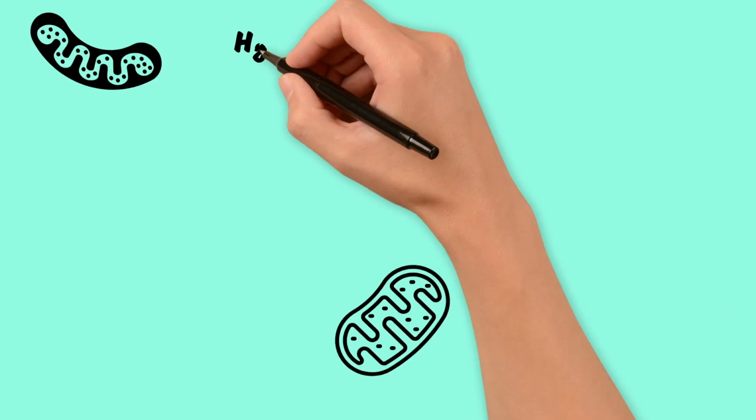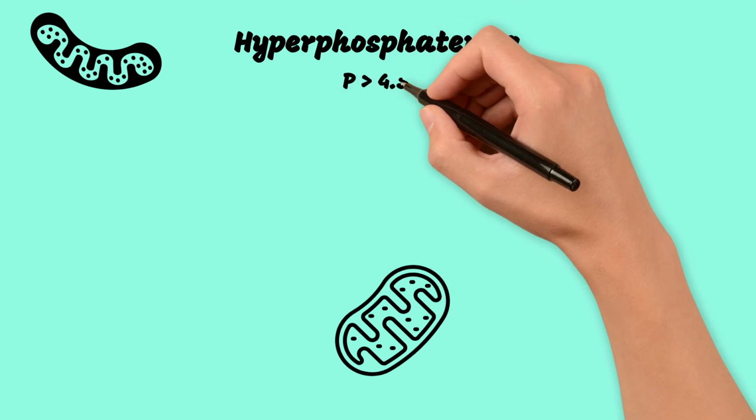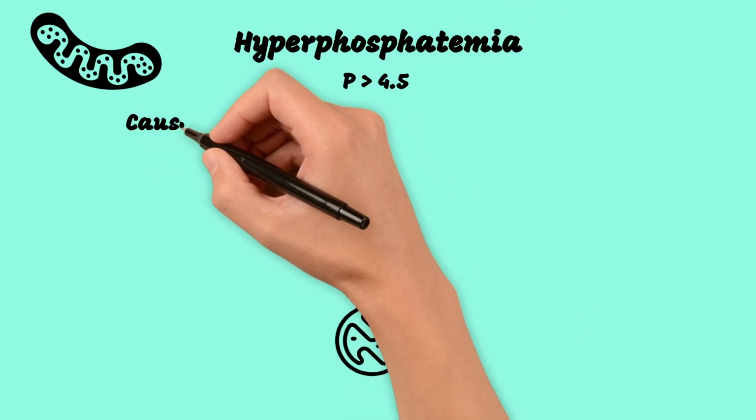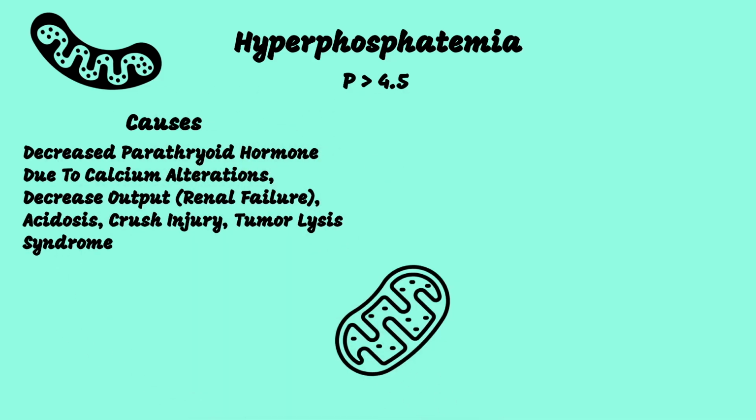Moving on to hyperphosphatemia. This is a phosphorus greater than 4.5. Some causes include decreased parathyroid hormone due to calcium alterations, decreased output like renal failure, acidosis, crush injury. Just like earlier, when we release potassium, we also release phosphorus into our body. And of course, tumor lysis syndrome for patients that are undergoing chemotherapy.